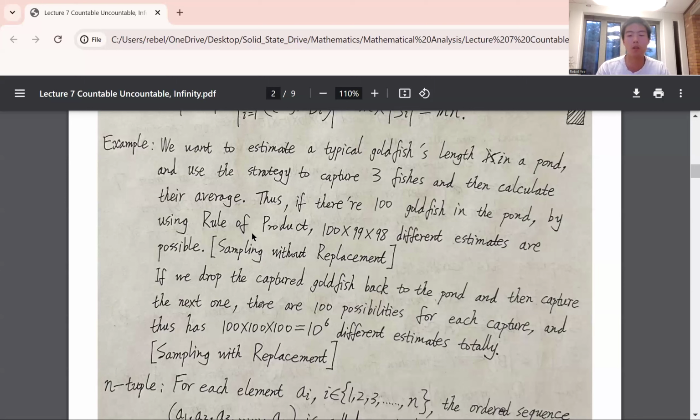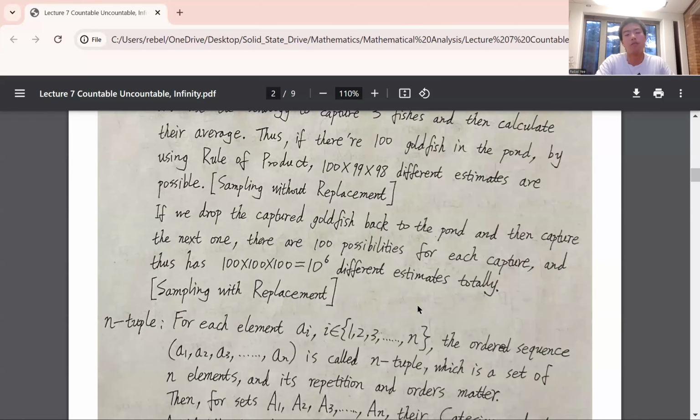What about sampling with replacement? We still capture fish from the same pond with the same number of fish, 100, and we use the same method of estimate: capture 3 fish and calculate their average length. But in this case, we do not capture them simultaneously. We capture them one by one. We capture the first fish, put it back, capture the second one, put it back, and then capture the third and put it back. So the second choice has 100 values because the first fish is put back. This is called sampling with replacement, and this leads to 10 to the power of 6 different estimates in total.